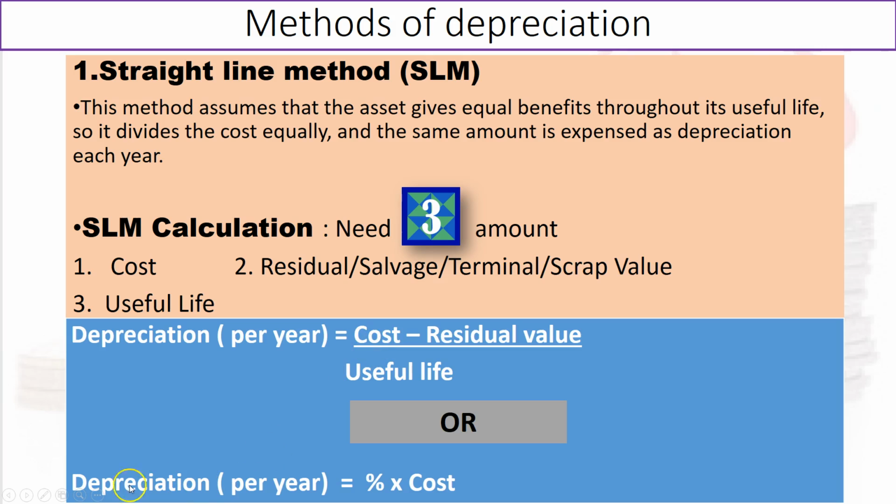Or there's another way to count depreciation. They don't give you these three items. They will give you a percentage and then you times cost. Both are also called straight line method. Why? Because if the non-current asset is used fully for one whole year, the depreciation amount will be the same for each year.